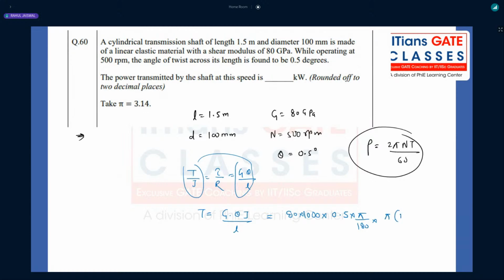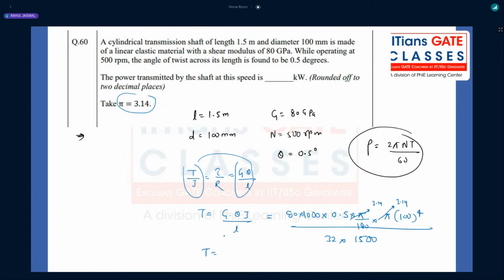J will be pi d power 4 divided by 32. Length will be 1500 mm, right? So let me calculate the T value. 80 into 1000 into 0.5 into pi. But here for the pi value you need to take 3.14. Don't take 3.144 or something like that. If you take it from the calculator, it will be 3.141592654. We don't want to take that because that will be out of range. So take only 3.14.